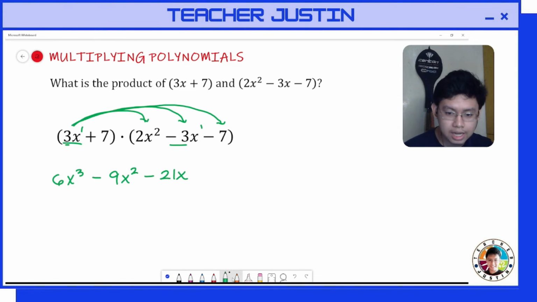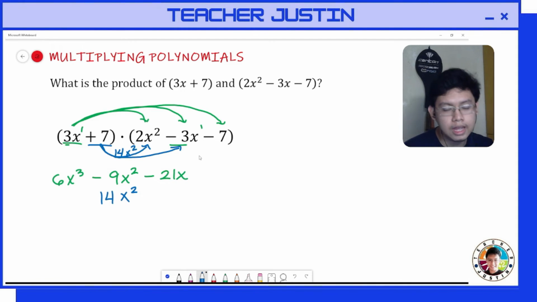Let's proceed to the second term of our first group, which is positive 7 multiplied to each term of our second group. So 7 times 2x squared. So that will give us positive 14x squared. And we will place this below negative 9x squared because they have the same term. So 14x squared.